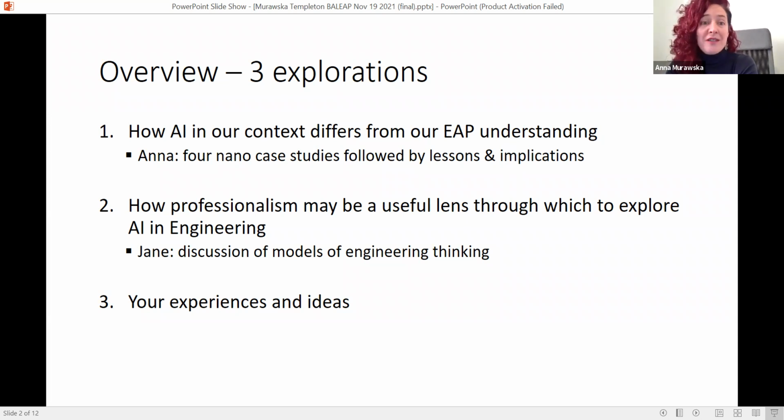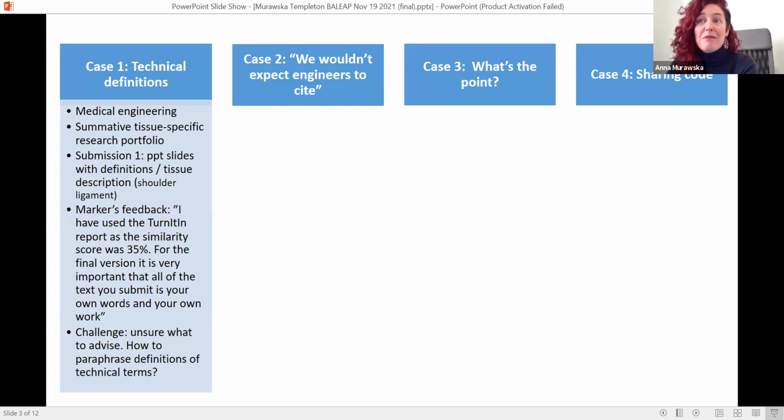Our first exploration takes the form of 4 nano case studies. And I want to share examples of conversations that challenge my general or generic EAP understanding of academic integrity and motivated me to explore this topic further. So my first academic integrity tutorial was with a medical engineering student working on definitions and description of a specific tissue, shoulder ligaments it was, for his summative research portfolio.